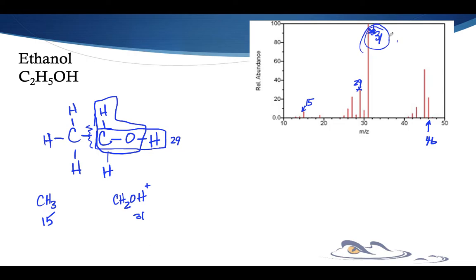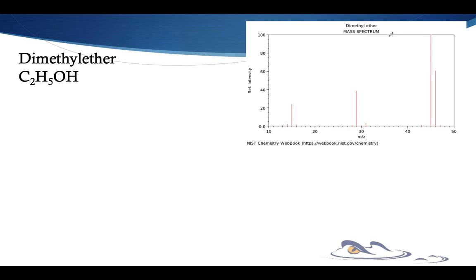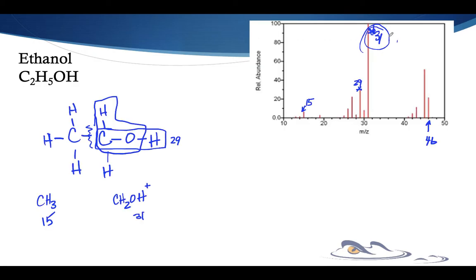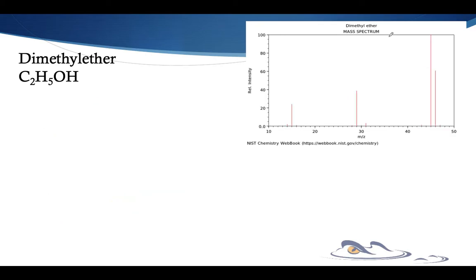That could possibly be an alcohol. Are there other possibilities of this formula? Are there other isomers of this formula? The answer is yes. Dimethyl ether has exactly the same chemical formula as ethanol does. And as you can see, when I switch to this, this has a different mass spectra to it, doesn't it? It looks different. Here, I'll flip back just so you can see. There's the ethanol spectra, and here's the dimethyl ether spectra. They look very much different from each other.